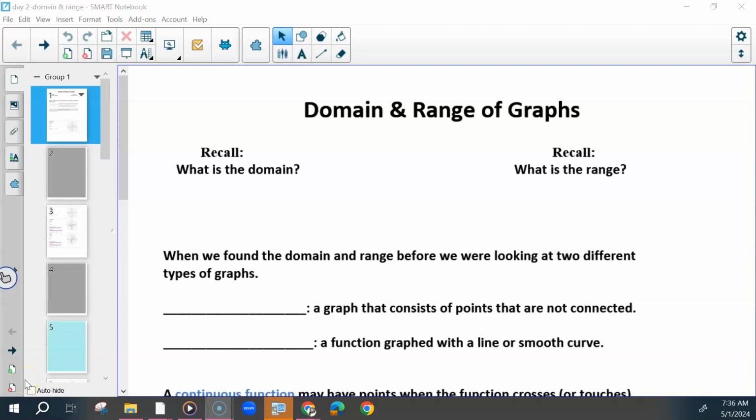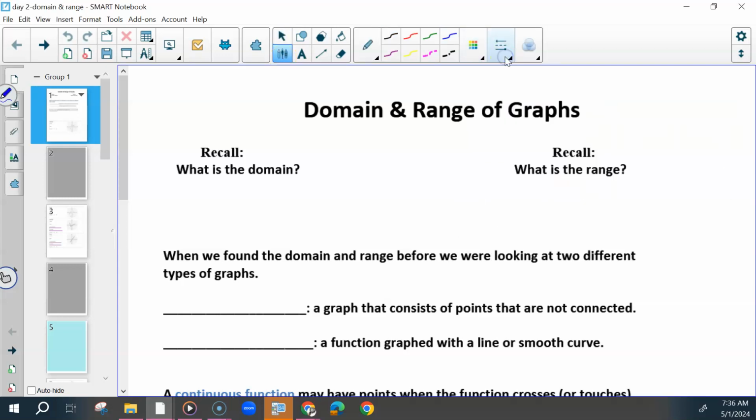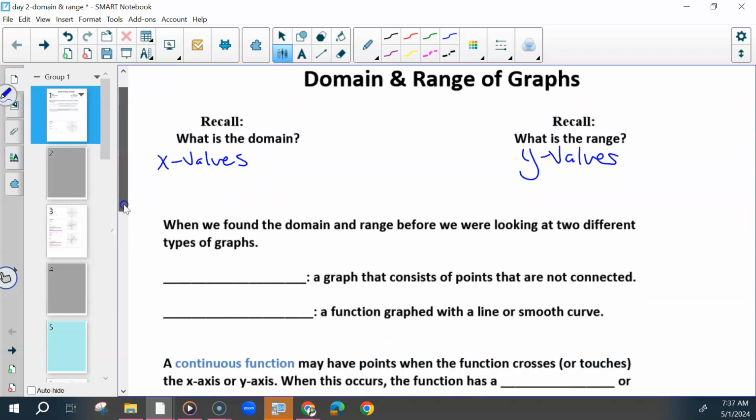Different graphs and their domain and range. So, as review, domain is what? The x values. Also known as the input, the independent variable. And then the range, or the output, dependent variables.